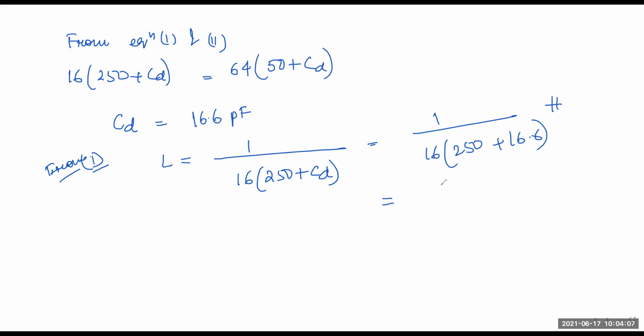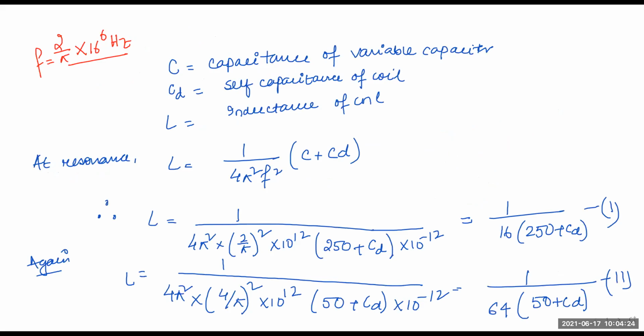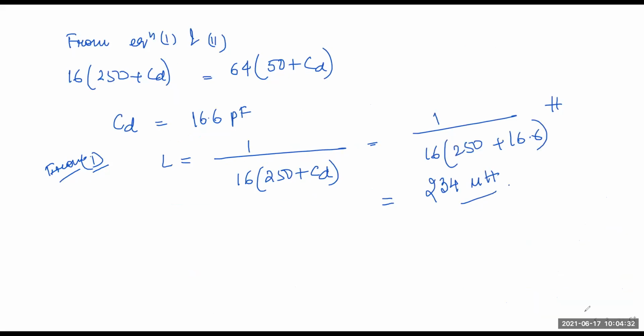2.34 into 10 to the power minus 4. We will take it as 234 microhenry. Okay, this is my answer. Now this problem is done. If a question comes, it will be based on this particular formula. Which formula? This one formula. This is an important formula: 1 by 4 pi square f square. We can go to the next topic of this chapter.